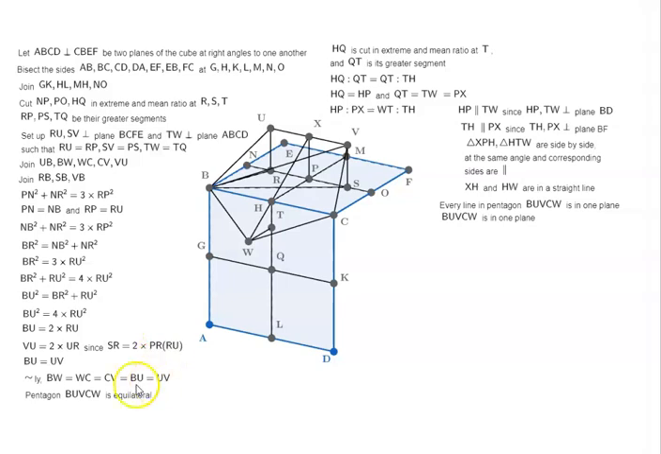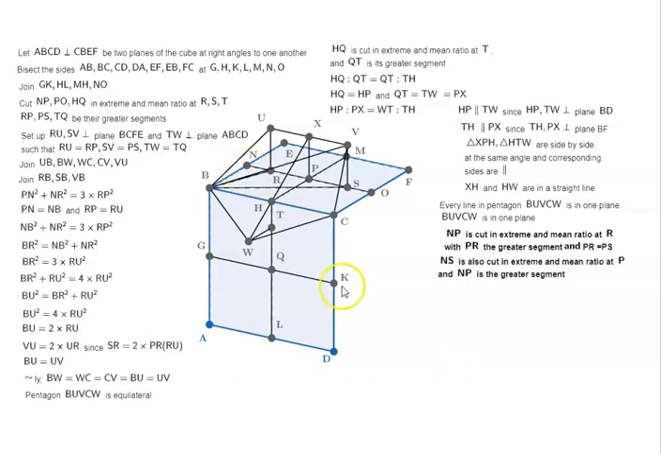Okay, so what have we done? We have shown that the constructed pentagon is equilateral and this pentagon lies in one plane. So these two things we have shown. Now, NP is cut in extreme and mean ratio at R. NS is also cut in extreme and mean ratio at P, and NP is the greater segment.